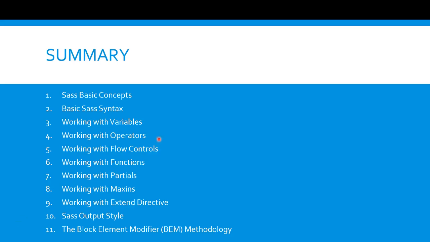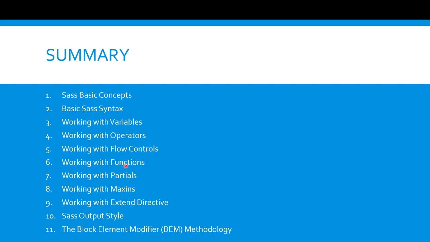Yeah, so I think this largely brings us to the end of this particular section, this crash course on Sass. I just want to use this opportunity to summarize what we've done so far. Essentially, we started off by looking at Sass basic concepts, and we moved over to basic Sass syntax. Then we looked at working with variables, followed by working with operators. After this, we moved over to working with flow controls, where I mentioned that flow controls are programming constructs that we use to make decisions in our Sass file, our Sass program.